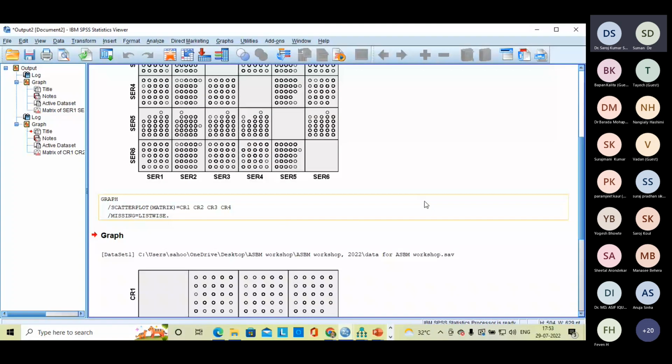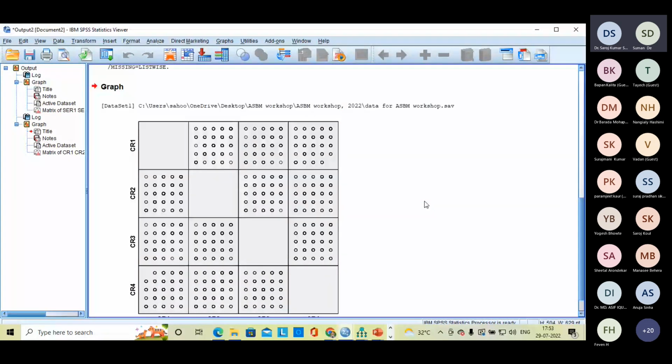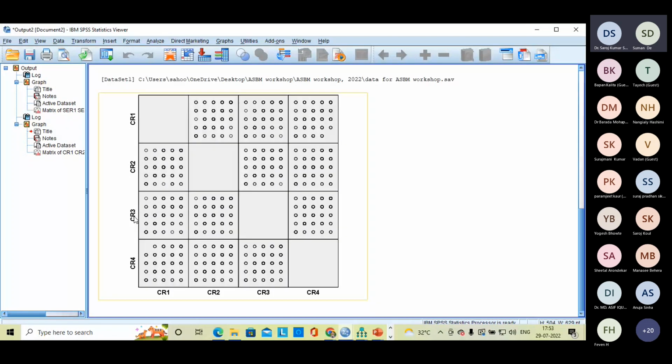Now look at here, how beautifully distributed. So far as the CR values, the corporate reputation indicators, are concerned, the multivariate normality assumption perfectly holds good. No way has it been violated so far as the variables or items of corporate reputation are concerned. Corporate reputation we have measured by 4 items, and the multivariate normality assumption has not been violated at all.